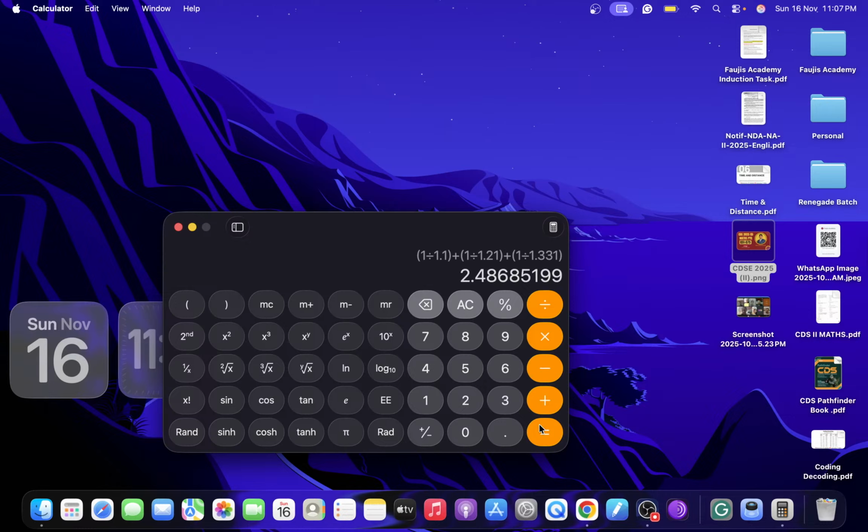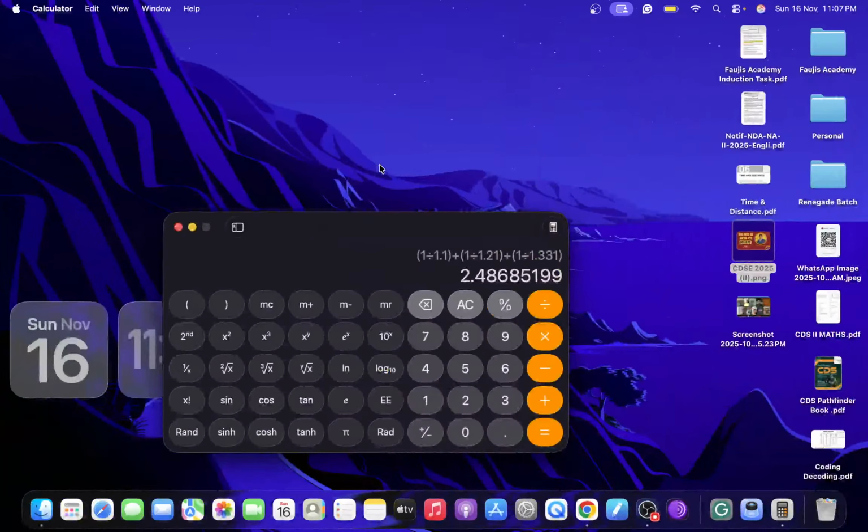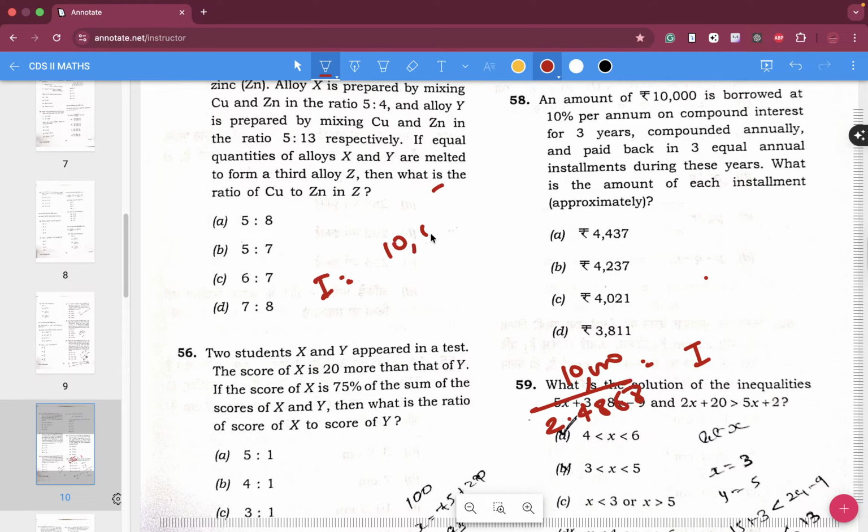So basically 2.4868. This is what the value is, 2.4868. So this particular value over here is 2.4868, close to that number. So installment is equal to 10,000 divided by 2.4868.